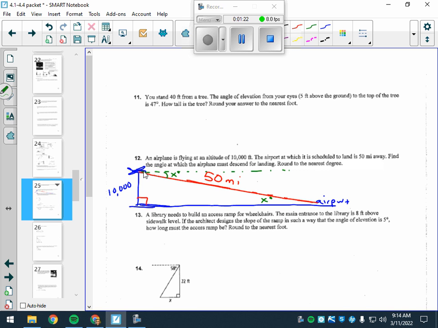So this would be sine of x equals 10,000 over 50. And so you're going to do the second sine, and then 10,000 divided by 50.